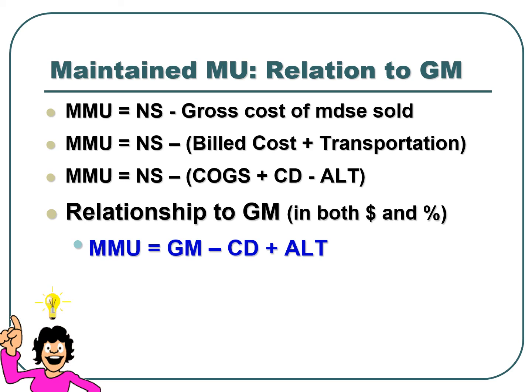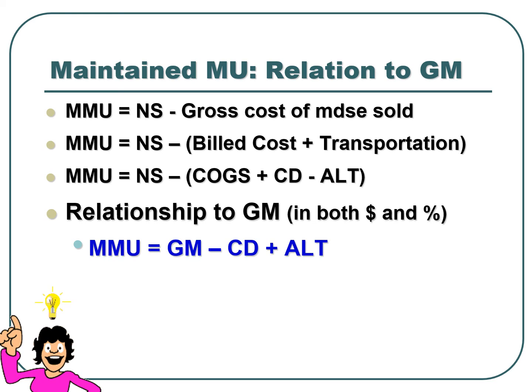So far we've thought about the relationship between the maintained markup and the initial markup. But let's now think about the relationship between the maintained markup and gross margin. Okay. In an earlier module, I explained that the markup directly impacts gross margin, right? The gross margin is an actual achieved figure in a sense that it is the difference between the net sales and cost of goods sold. Okay. A maintained markup is another achieved figure, right? It's the difference between the net sales and gross cost of merchandise sold, which is not the same as cost of goods sold. So maintained markup and gross margin are very similar but slightly different.